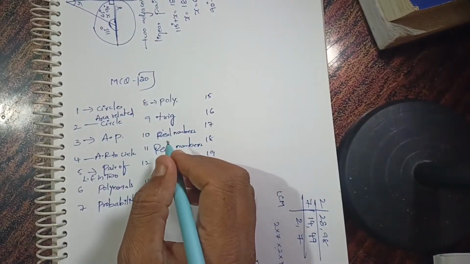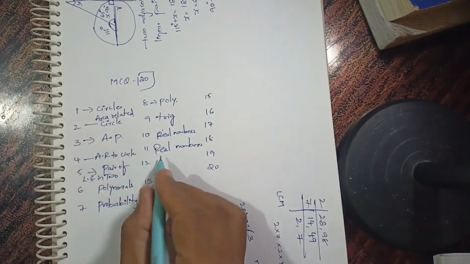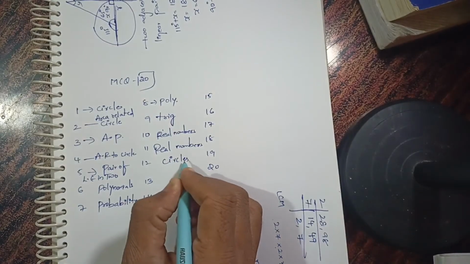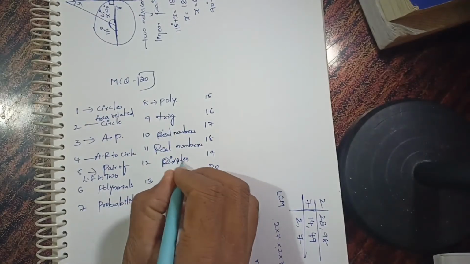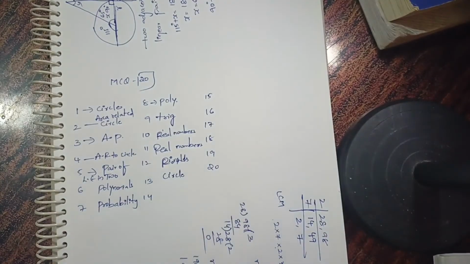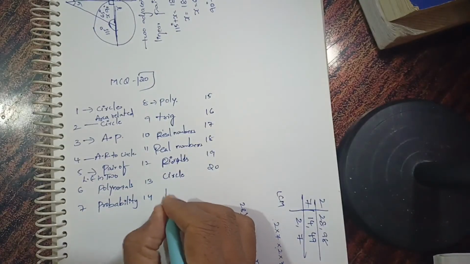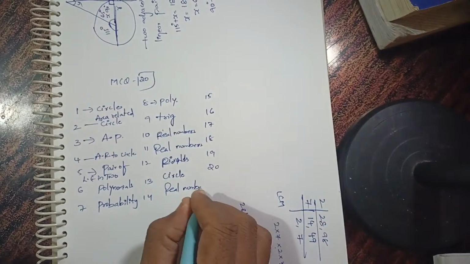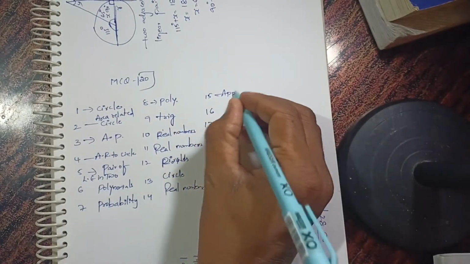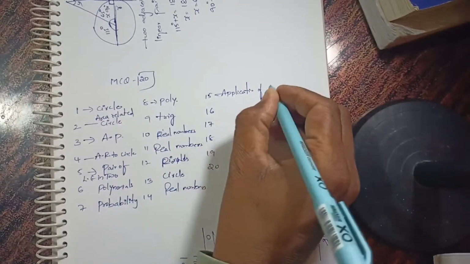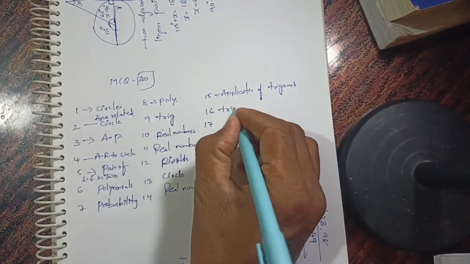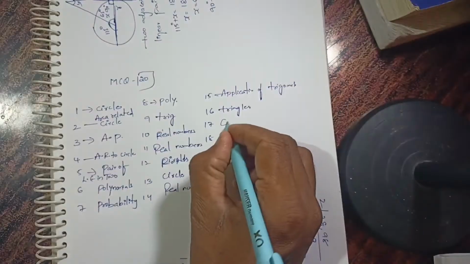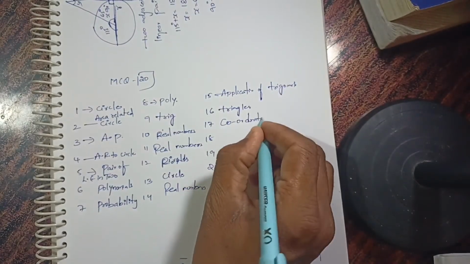Length of the chord of a circle. Chord of a circle means the 12th question. 11th, 12th also real numbers. 13th we got from circles. 14th question here also we got from real numbers. 15th question, applications of trigonometry. 16th question from triangles. 17th question from coordinate geometry.